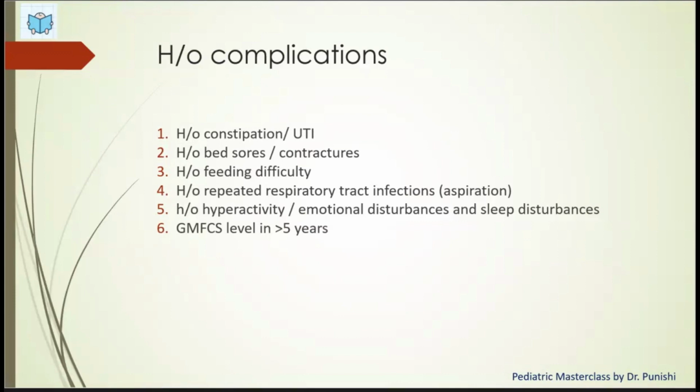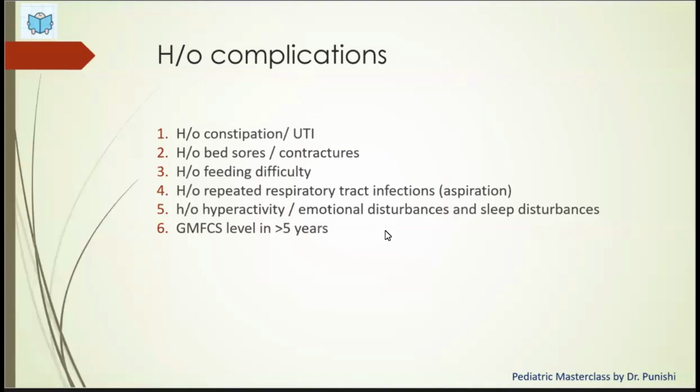History of bed sores or contractures because the child is immobile, probably not receiving the kind of rehabilitation that he needs. History of feeding difficulty. So feeding difficulty can happen because of involvement of your lower cranial nerves. So there's difficulty in swallowing, nasal regurgitation, drooling of saliva, etc. History of repeated respiratory tract infections because of aspiration. So there's impaired reflexes. So maybe the gag reflex is impaired. The child is constantly in the supine position, is having poor oral hygiene. All of this can predispose to repeated respiratory infections.